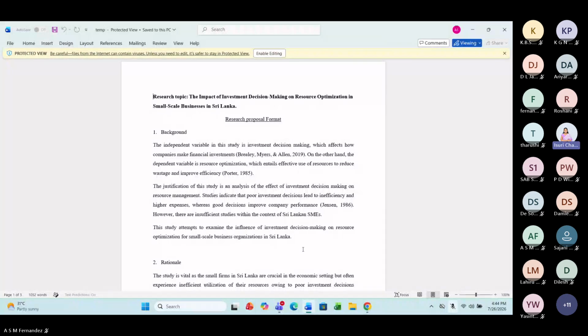Corporate governance practices on financial performance. I told you last week. So then why not?